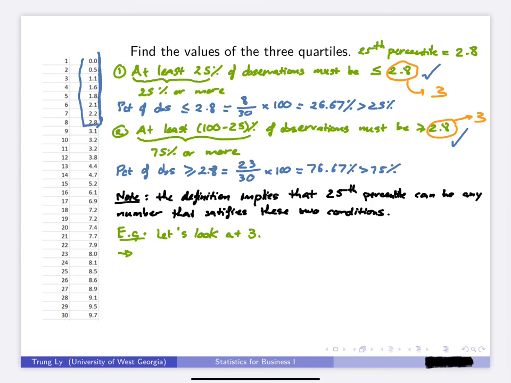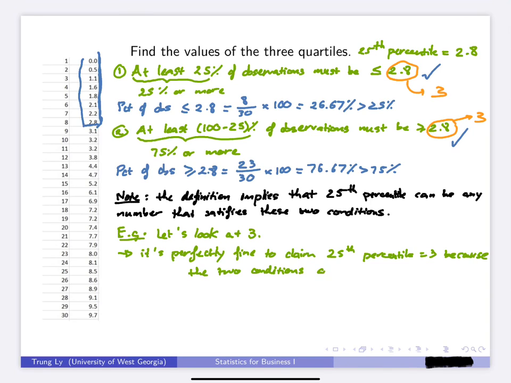So it is perfectly fine to claim that the 25th percentile is equal to 3. Why? Because the two conditions in the definition are still met.